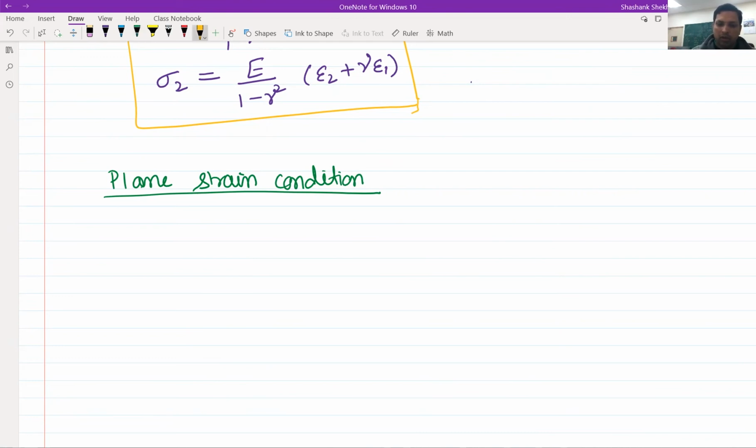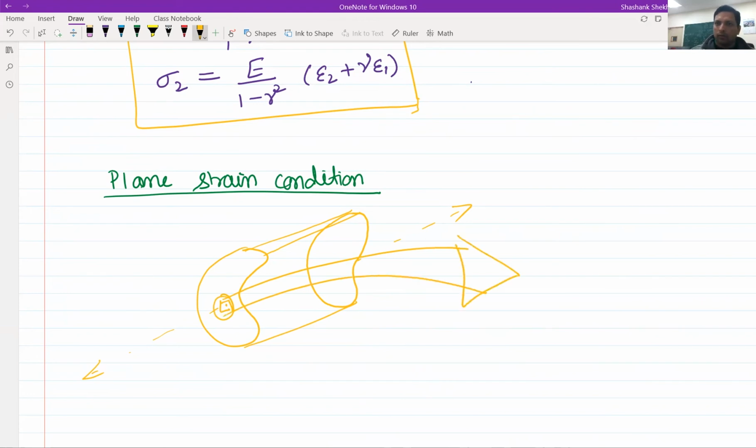So for example, let me draw here a simple schematic. Let's say this is some section of that long wire. So this extends along this direction and along this direction. Now, if you take an element from here, the strain in this direction is equal to zero. So there are strains over here, there are strains over here. Let's say we have picked our orientation such that we have epsilon 1 and 2. So there is strain in the 1 direction and the 2 direction, but epsilon 3 is equal to 0. This is the condition which is called plane strain condition.